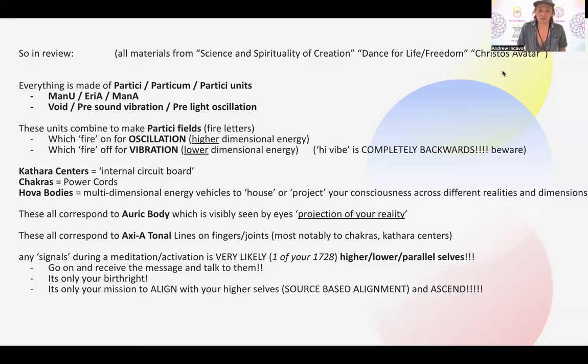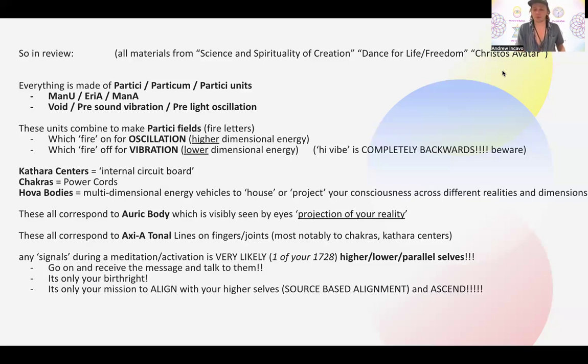And then in addition, your auric body and the whole system we talked about corresponds to your Axi-A tonal lines on your fingers and joints. All right. So when you're receiving signals from your higher selves, refer to your kathara centers and refer to your Axi-A tonal lines. Any signals received during a meditation are very likely one of your 1728 higher, lower, and parallel selves. So go on and receive these messages and interpret these messages based on your Axi-A tonal lines, based on your kathara centers. Clean out your chakras so you can receive these messages even better. Take care of your body and your health so that the messages coming in can be received as clearly as possible. It is literally your birthright to connect with your other 1728 higher selves and lower selves.